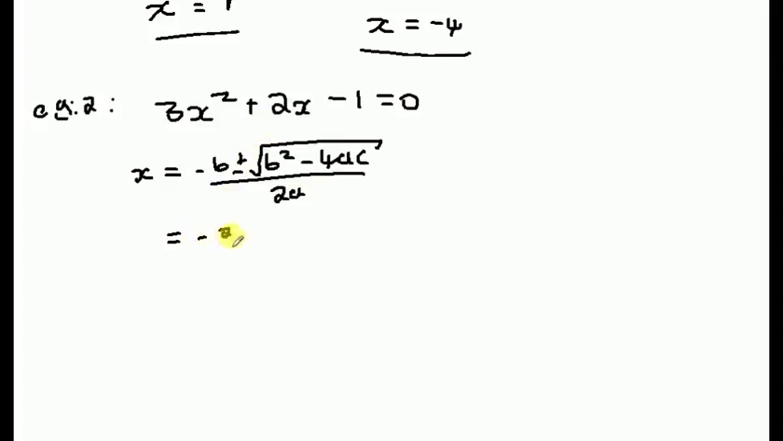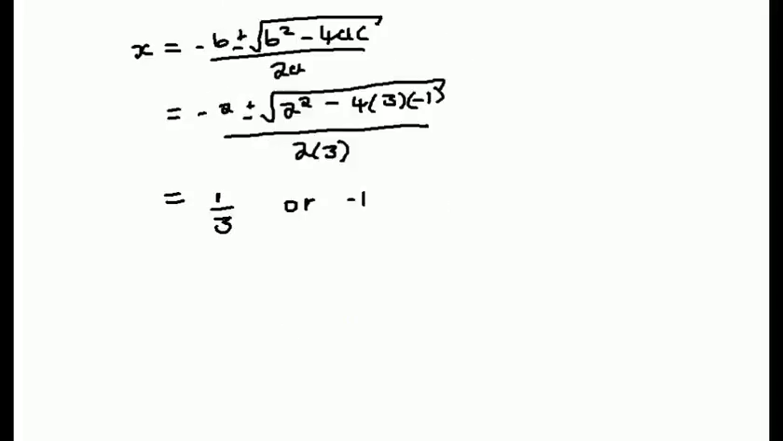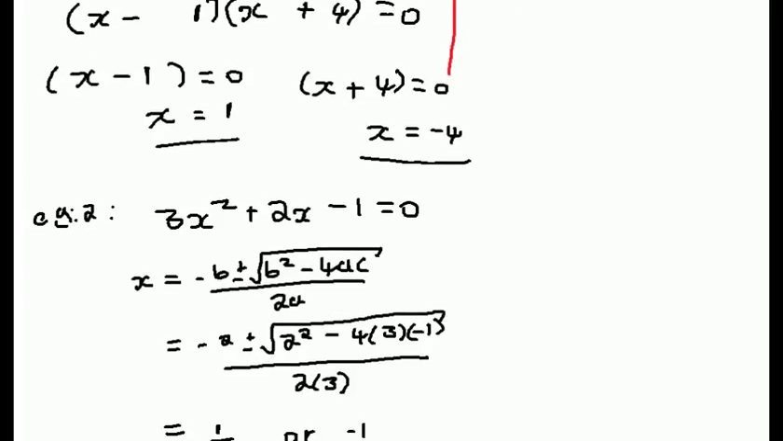Minus b, which means it's going to be minus 2, plus or minus the root of 2 squared minus 4. Our a is 3, our c is -1. Never ever forget to put the root sign. So our solution is going to be 1/3 or -1. This is the first method that you can use, using the quadratic formula.